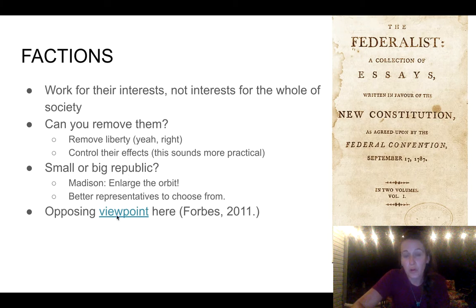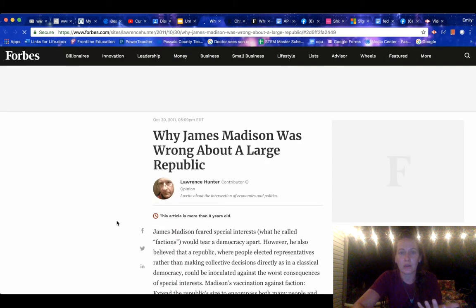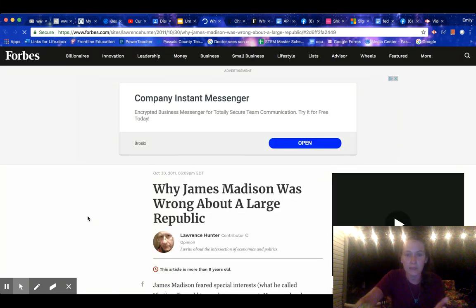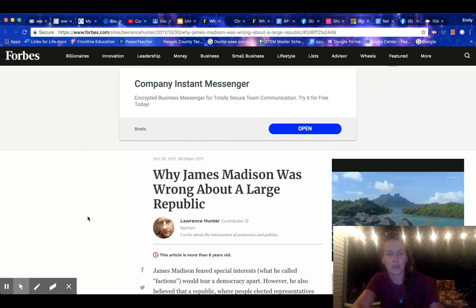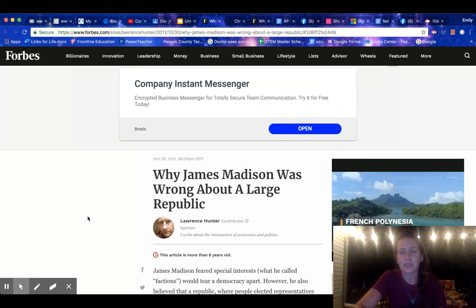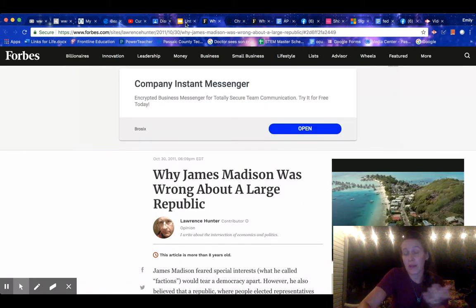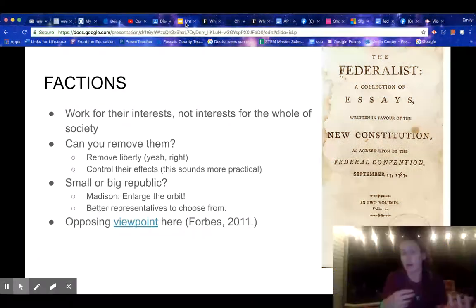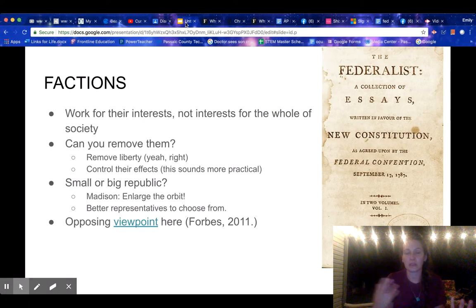So just so you know, this is Madison. You can look online. There are people that disagreed with this opinion. This is from Forbes magazine, from 8 years ago. But if you want to look this up, by Lawrence Hunter, he thinks Madison was wrong about this idea. So it's always good from an academic standpoint to try to look at the opposite sides. And that is something for the AP papers, you're going to have to address the opposite argument for any question they have. So it's good to get familiar with them and see which one you agree with, but can you look and see both sides?